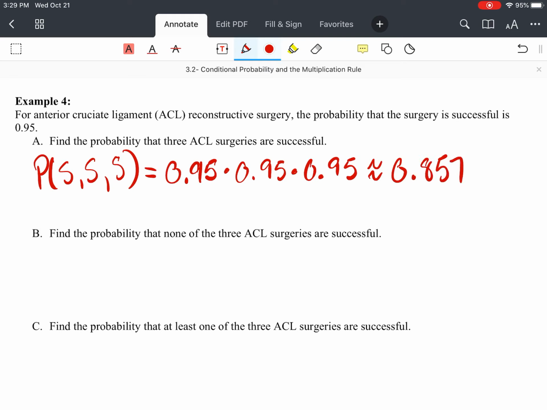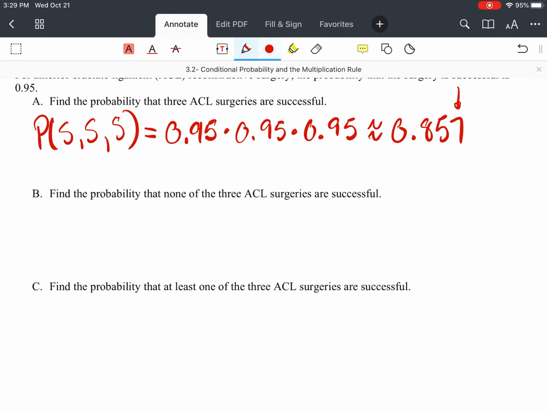We get about 0.857. And you'll notice that on all of these, I like to round to the third decimal place, and that just gives you a decimal place when converting a decimal into a percent. So that's why I'm rounding everything to the third decimal place. So if it does not say to round, just round to the third decimal place. That's typically okay.